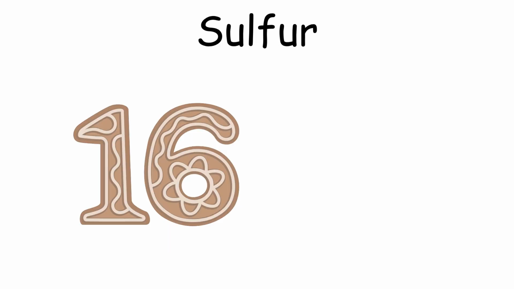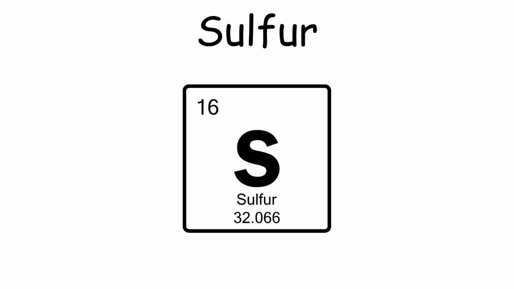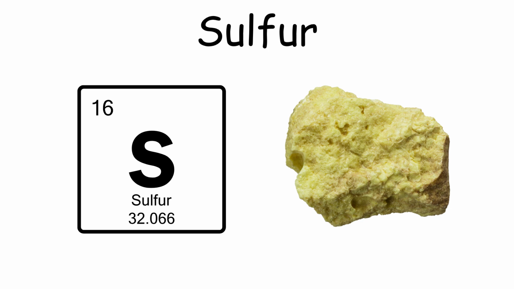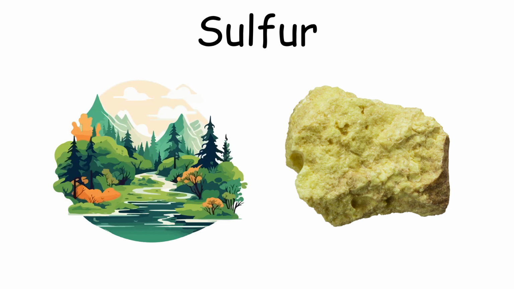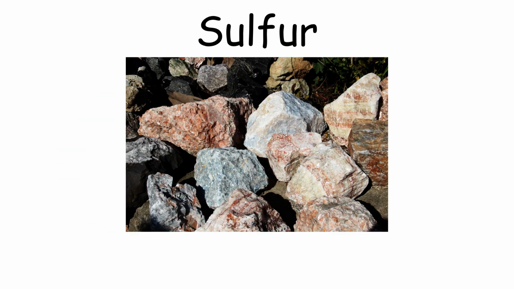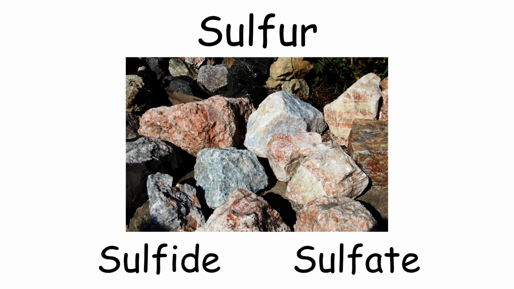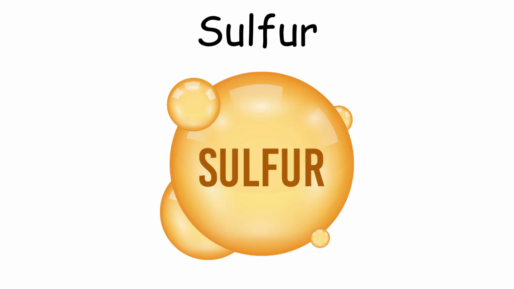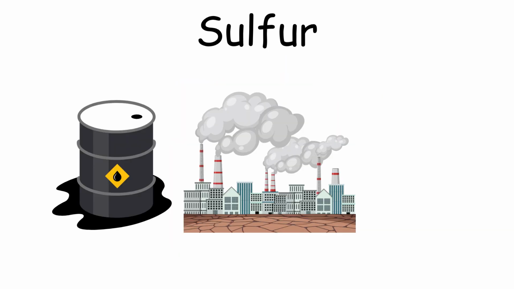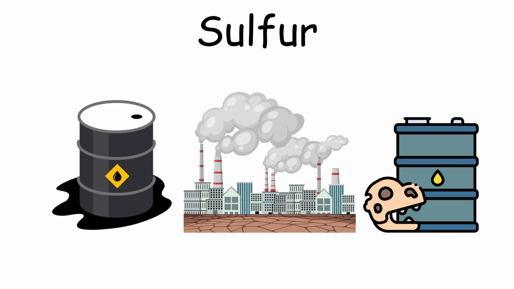The 16th element with symbol S, sulfur, is a yellow crystalline solid under normal conditions. In nature, it may be found as itself, but is commonly found as sulfide and sulfate minerals. Sulfur is produced from petroleum, natural gas, and fossil resources through hydrotreatment where it is separated and removed.